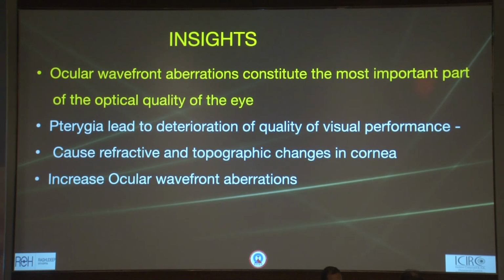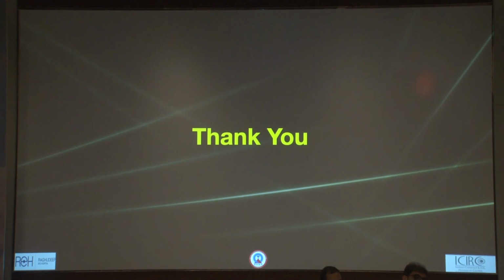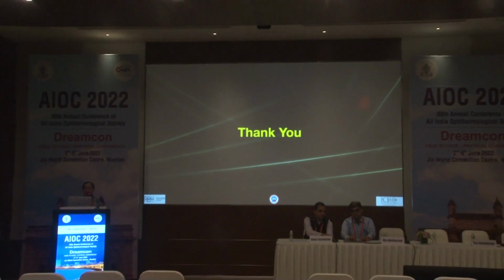In conclusion, ocular wavefront aberrations constitute the most important part of the optical quality of the eye, and pterygia lead to deterioration of the quality of visual performance, and they cause refractive and topographic changes in the cornea and increase the ocular wavefront aberrations. Thank you so much for being present in the audience.